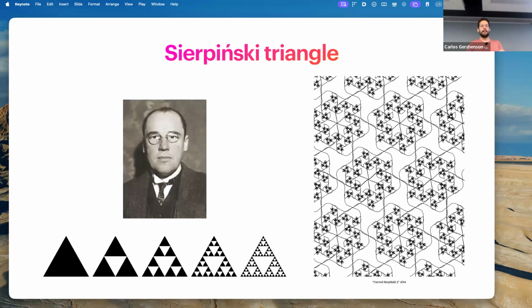And in 1915, let's say 10 years later, Wacław Sierpiński proposed his triangle, which is also similar in the sense that you start with a triangle, divide by 4, remove the central triangle, and then you end up with 3 triangles. Then you end up with 9 triangles, do the same, 27 triangles, 81 triangles, and so on.